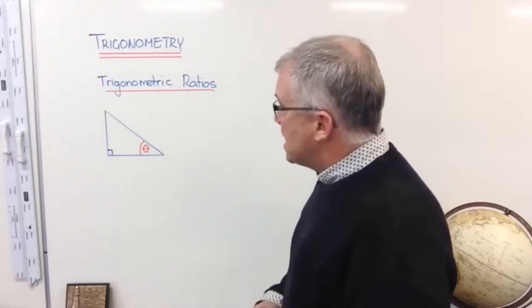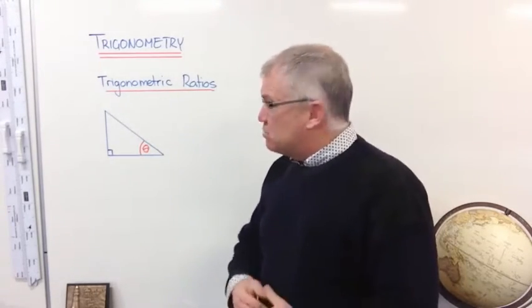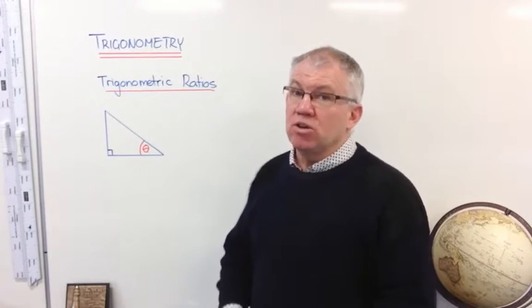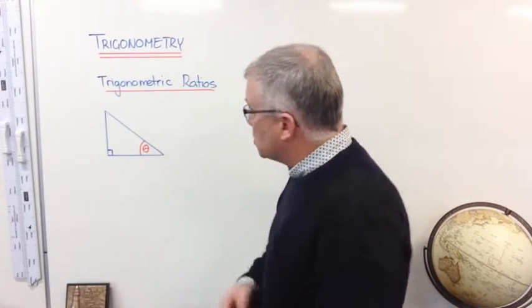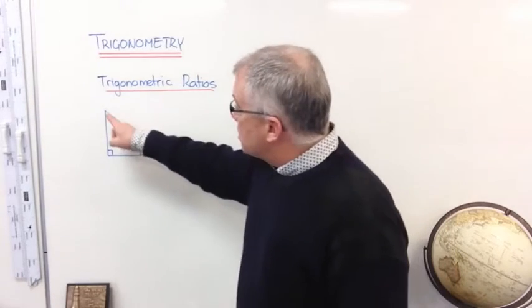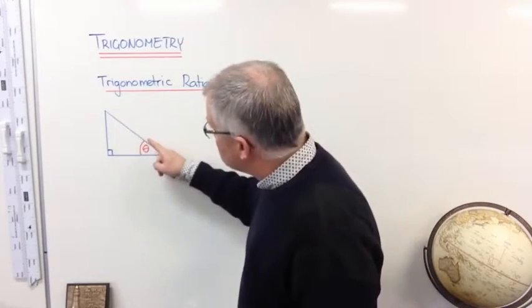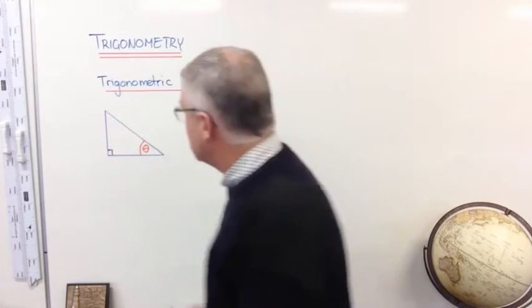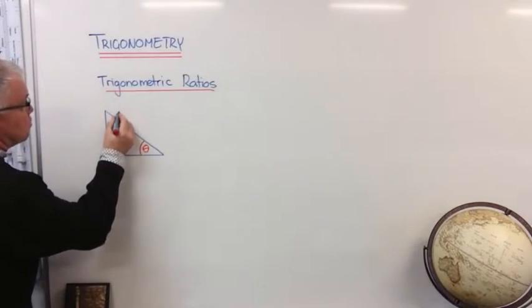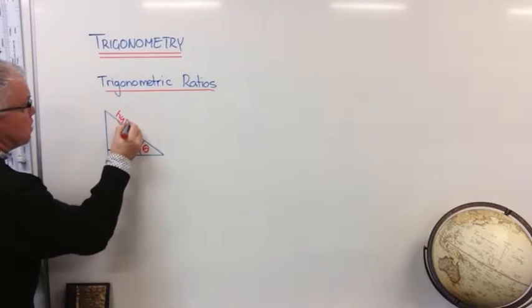triangle. Now, from that point, we also need to establish what the three sides of the triangle are with respect to that one angle. So we always know that the longest side in the triangle is going to be the hypotenuse. The hypotenuse is always opposite the right angle. So we'll label that one hypotenuse right away.